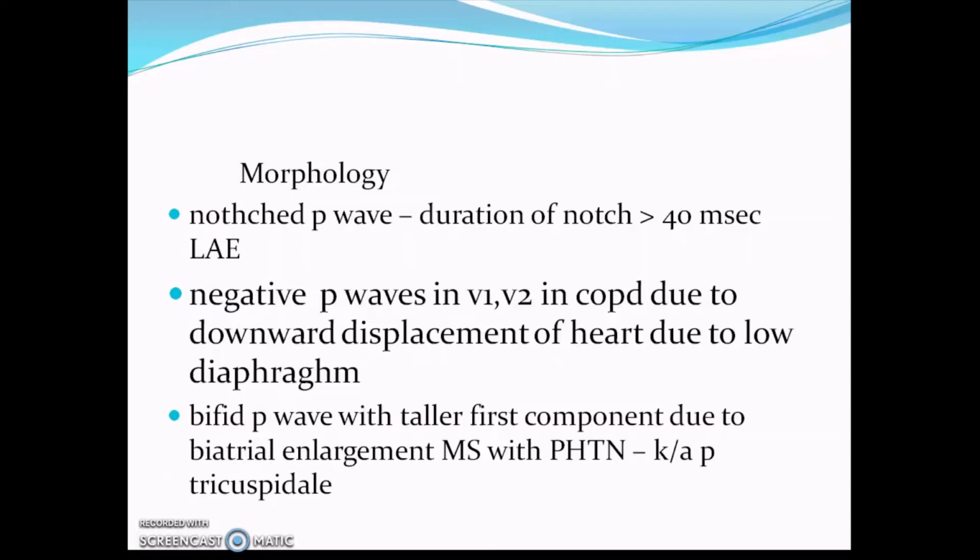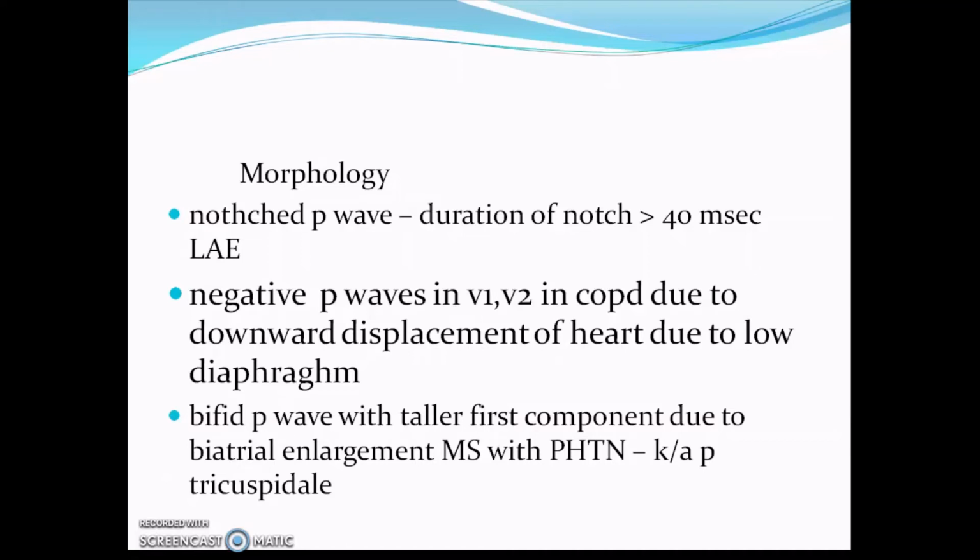Next is where you will see a negative P wave in V1 and V2. A negative P wave in V1 and V2 is seen in COPD due to the downward displacement of the heart due to the lowered diaphragm as a result of hyperinflation due to emphysema.